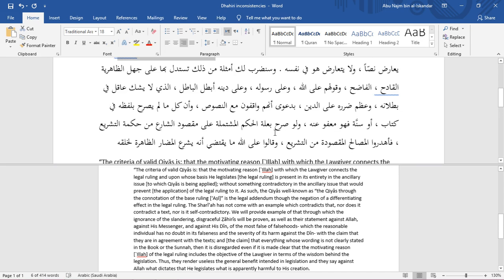But it's a false claim. I believe it's a false claim, at least among the juhal, the ignorant neo-Dhaharis who claim to be following that school today. They absolutely don't follow it.